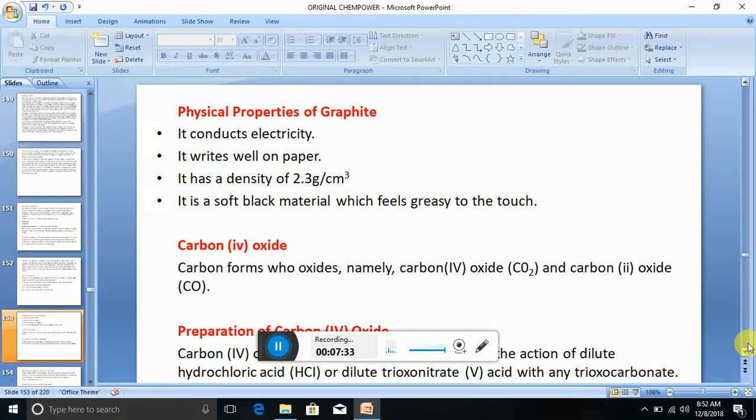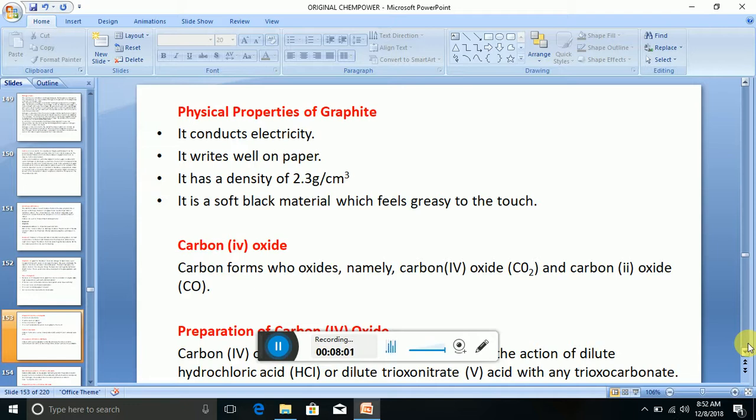Physical properties of graphite. It conducts electricity. It writes well on paper. It has a density of 2.3 gram per cm cube. It is a soft black material which feels greasy to the touch.